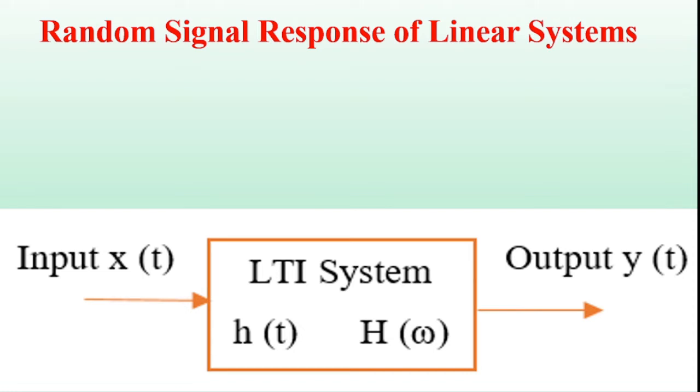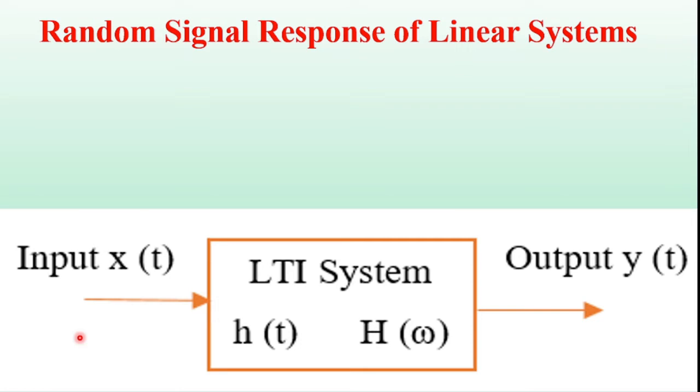So this is the linear time invariant system. This is the block diagram of an LTI system, and the impulse response is h of t, and its Fourier transform is H of omega. X of t is the random signal, that is the input signal x of t, and the output of the LTI system is the response of the system, y of t.